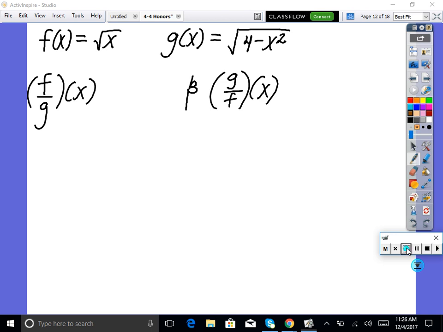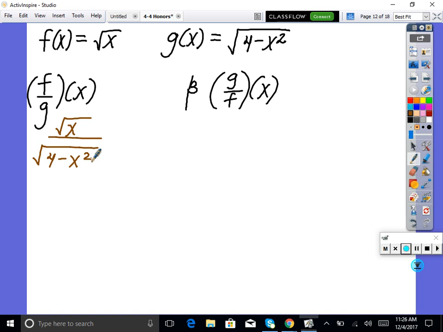Okay, so we're doing f divided by g of x. So f of x is on top, square root of x, and then on bottom, g of x is the square root of 4 minus x squared. Now with this problem, that's the easy part. It's figuring out the domain because there are so many places we have to think about restricting on this one.